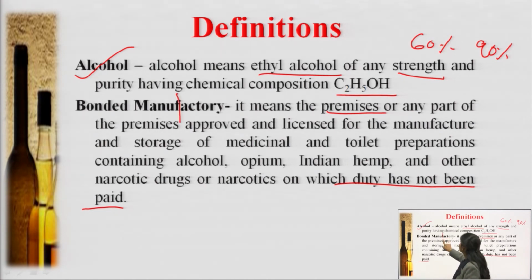So, bonded manufactory, or you can say the factory. Here you can see the word, that is factory. It is the area in which the preparations are being done. But the point to remember is that the duty has not been paid on the alcohol that we are consuming. So, the duty is not being paid on the alcohol that you are consuming, but the factory or the area is approved, authorized by the government. So, these are the two next words.